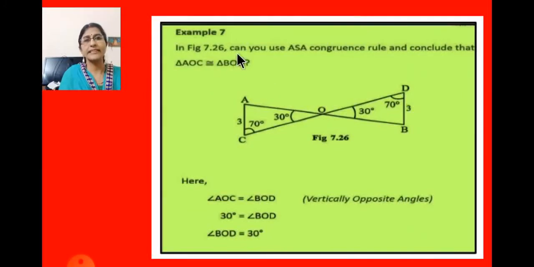Now next, example number 7. In figure 7.26, can you use the ASA congruence rule and conclude that triangle AOC is congruent to triangle BOD? Now here you can see this 30 degree is given. Angle AOC is given as 30 degrees. As we know, this angle and this angle are vertically opposite angles. So angle AOC is equal to angle BOD. Angle AOC is given as 30 degree, so angle BOD also will be 30 degree.